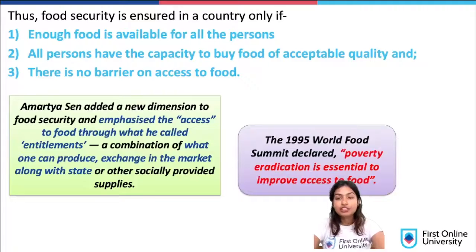Also, this is a brief fun fact that I will be telling you. The 1995 World Food Summit declared that poverty eradication is a must to improve access to food. So, this summit announced that in order to improve access to food, first you have to remove poverty. You have to remove it, as it is a cause and a consequence of food insecurity.